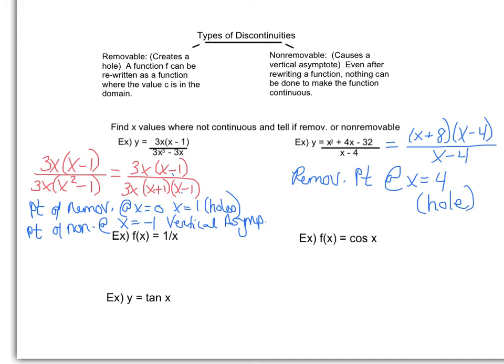Just a couple more. 1 over x, notice that can't be factored, therefore it cannot be reduced, so x equals 0 will be a non-removable point of discontinuity. So there is a vertical asymptote there.